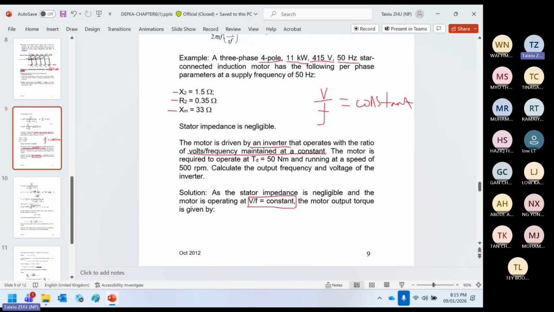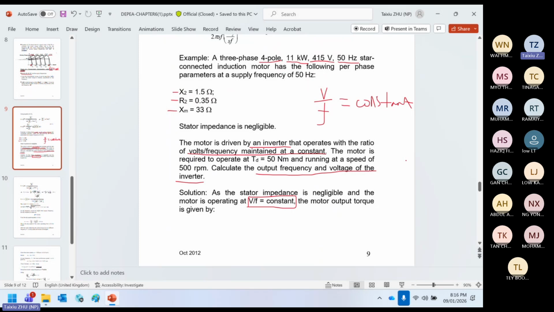Then the question asks you to calculate the output frequency and the voltage of the inverter. It's a very interesting question, isn't it? I give you this motor, I give you some electric parameters, then I tell you the load, 50 Newton meters. Then you tell me how to set the inverter output frequency and the voltage. So that's the question. The theory I use to control the motor is V/F with a constant ratio.